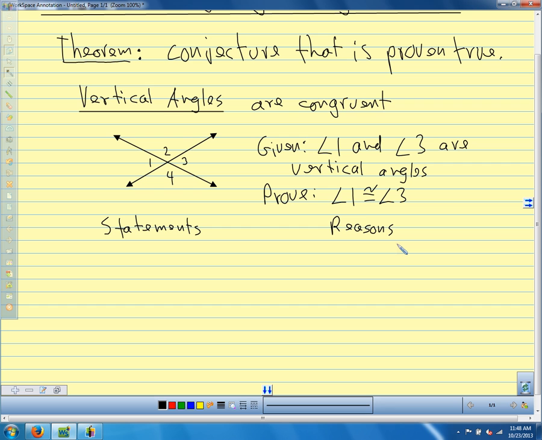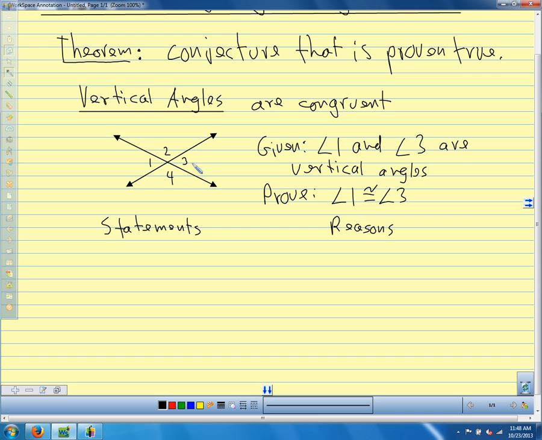So looking at this picture, let's sketch out how we're going to prove this. What do we know about angles 1 and 2? What kind of angles are those? We talked about these yesterday. They're supplementary. What special name did we give those? Linear. It's a linear pair. So these two are supplementary, they're a linear pair. So that means their measures add up to 180. Well, how about angles 2 and 3?